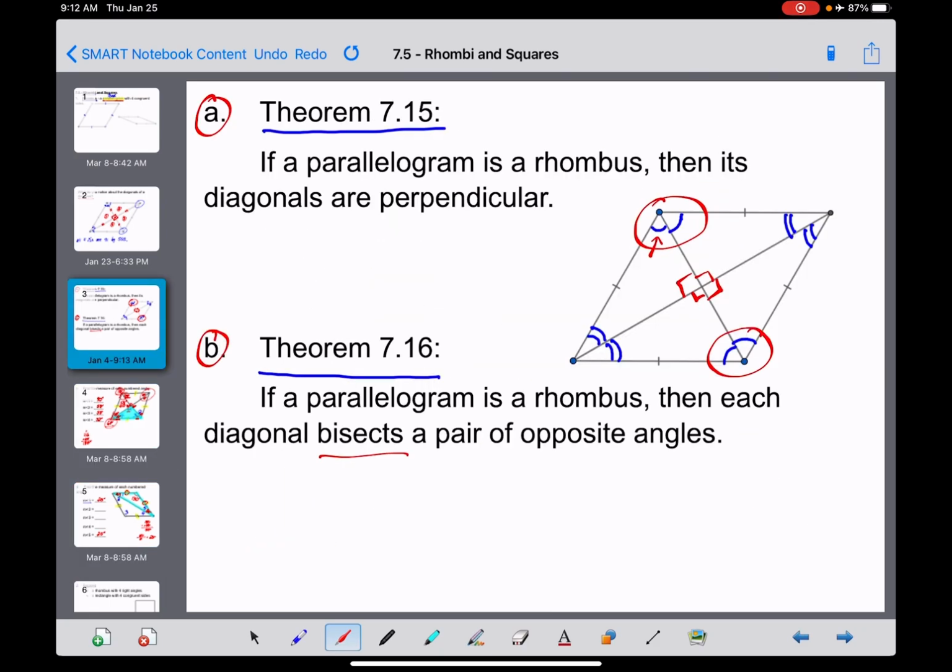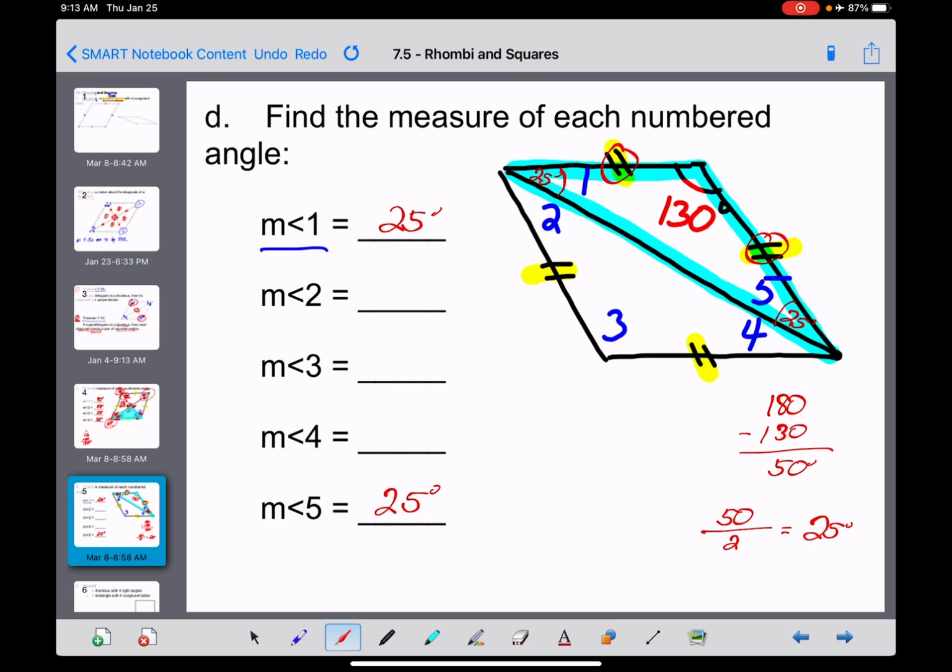Well, once more, if we go back to theorem 7.16, in a rhombus, the diagonals bisect opposite angles. So if you've got a 25-degree angle for angle 1, angle 2 is going to need to be the exact same measure as angle 1, so angle 2 is going to need to be 25 degrees as well. And the same argument applies to angle 4. That's going to have to be 25 degrees also. Okay, so how are we going to figure out the measure of angle 3?